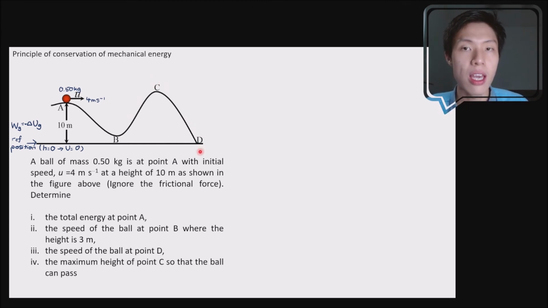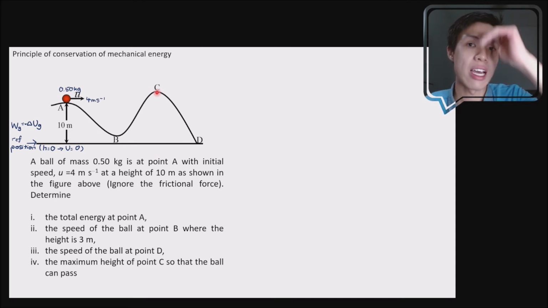But as you increase the height of point C, a bigger and bigger portion of the kinetic energy at position B will be transformed into potential energy. So you are left with less and less kinetic energy when you reach point C. Thus, if the peak gets higher, if position C gets higher, you reach position C with a lower speed. You get slower when you reach point C if the height of point C gets higher.